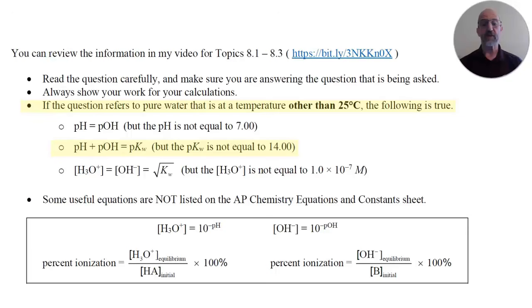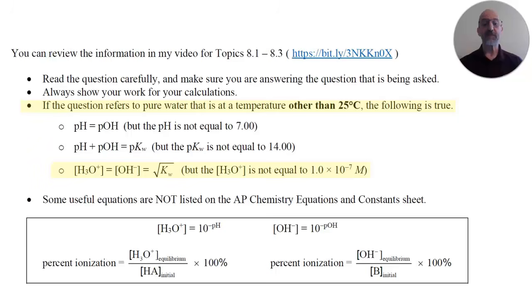And the concentration of the hydronium ion is equal to the concentration of the hydroxide ion in a sample of pure water. And you can just take the square root of the Kw, but you are not going to get 1 times 10 to the negative 7 if you're at a temperature other than 25 degrees Celsius. So watch out for that.